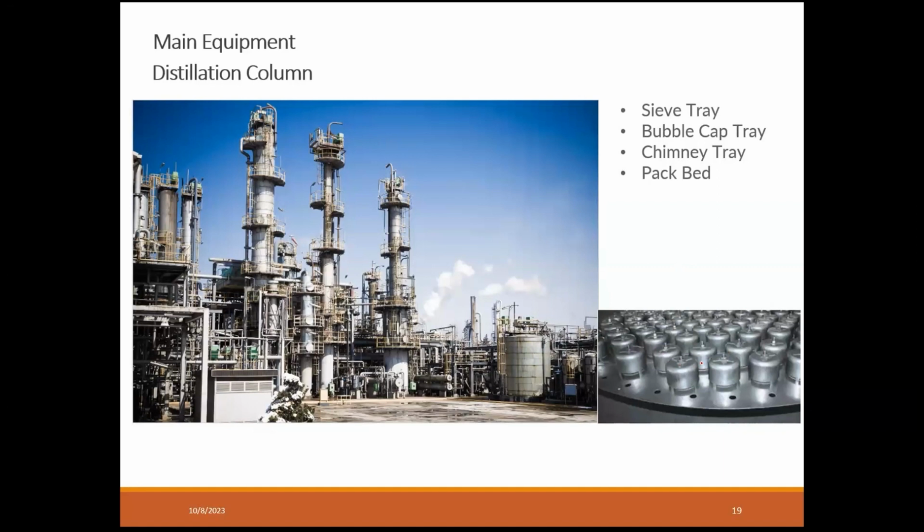What is sieve tray? Sieve tray, if you can see in the picture on the right hand side, you can see there's a hole. So just imagine there's no cap, it's a hole. So that is what we call sieve tray. So the contact between gases and the liquid is not as good as in the bubble cap tray. And we have chimney tray and then packed bed. Packed bed is normally used in the crude distillation column. Also, the main objective is to improve the separation efficiencies.